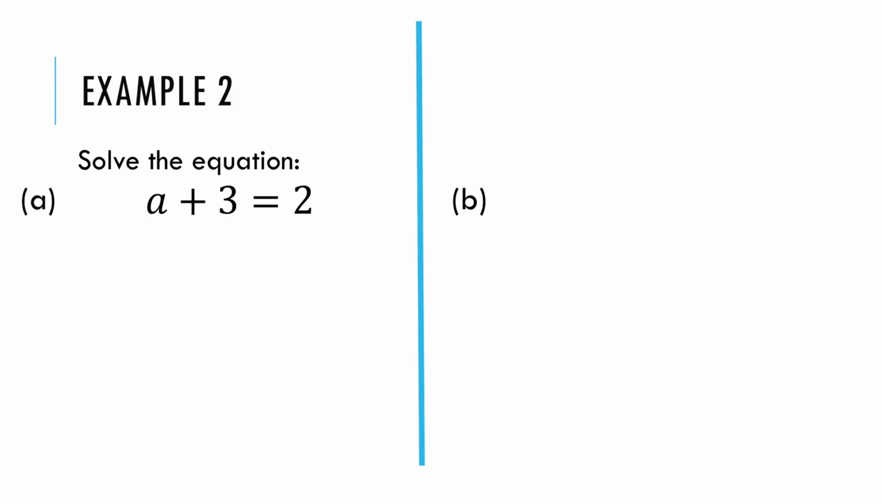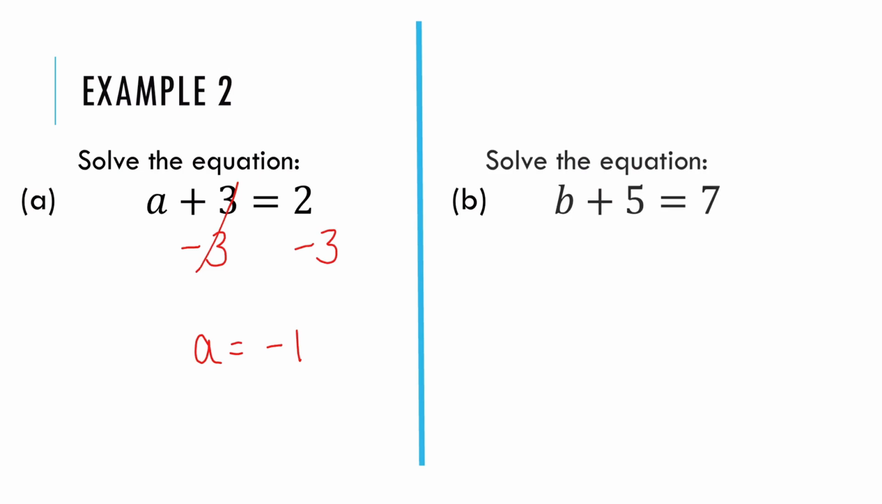Okay, example 2. To solve the equation, I would just like a equals. Currently, I've got a plus 3 on the same side, so I want to get rid of that plus 3. The opposite of adding 3 is taking away 3. If we do that to one side, we must also do it to the other. Plus 3 take away 3 gives me 0, so I'm just left with a equals. 2 take away 3 gives me negative 1. a equals negative 1 is our final answer.